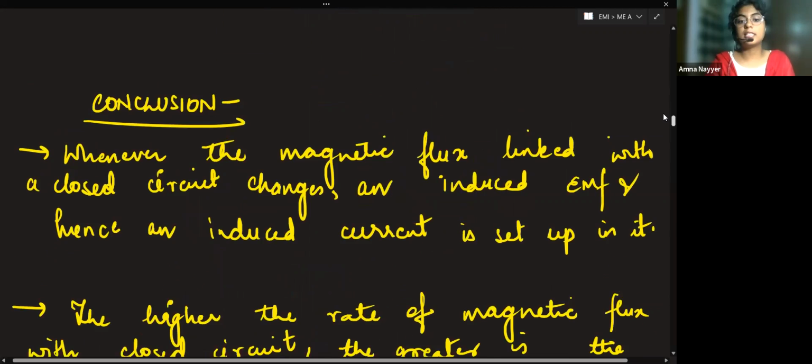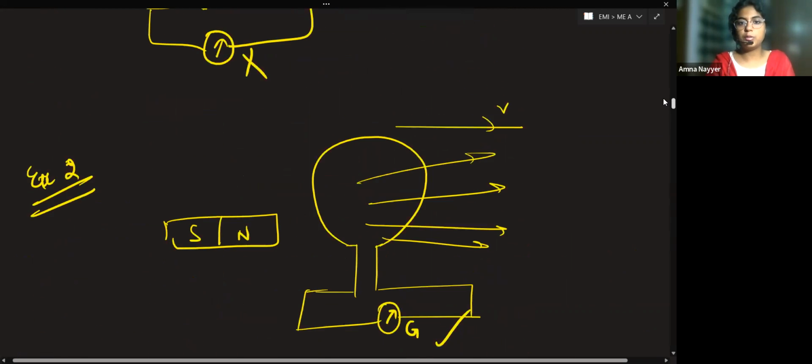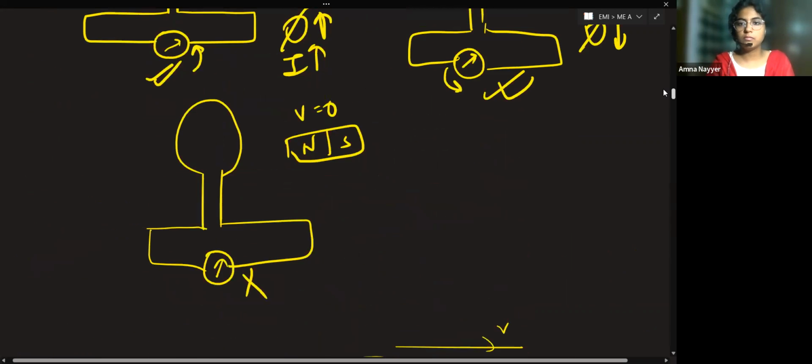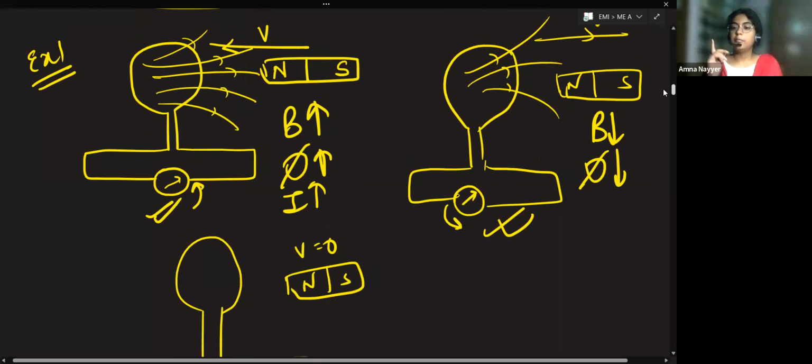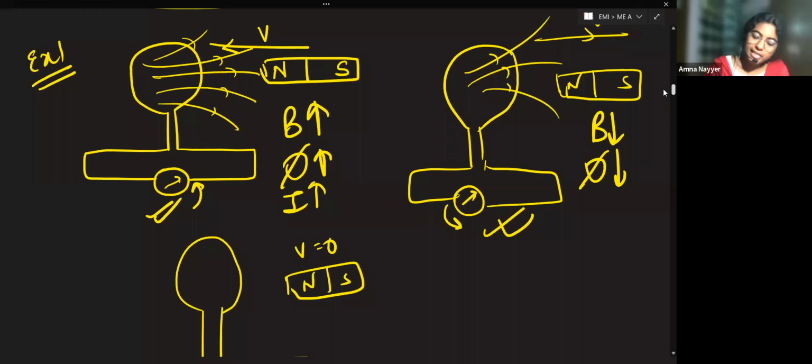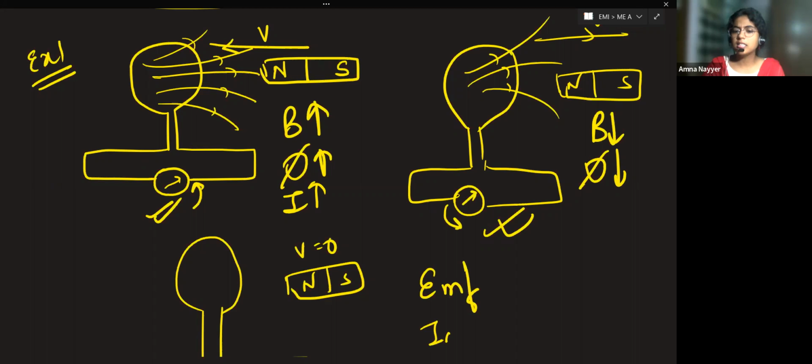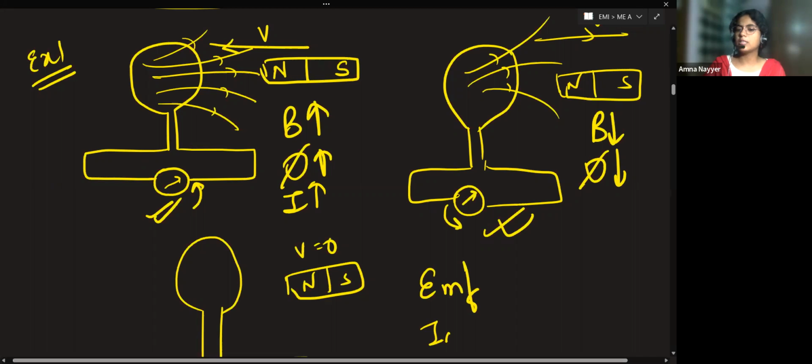Now, what is the conclusion? Firstly, let me tell you over here. The magnetic field is changing, the magnetic flux is changing. If the magnetic field is increasing, the magnetic flux is increasing. When all this is happening, then an EMF is there in the circuit, as well as a current. Current as well as EMF.